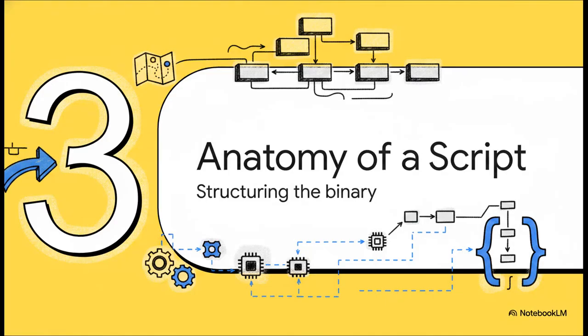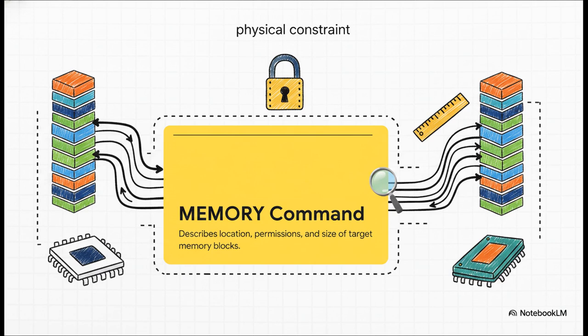Which brings us to section 3, the anatomy of a linker script and exactly how it structures the final binary. So let's look at the actual syntax. The absolute bedrock of any linker script is the MEMORY command. I mean, before you can place even a single byte of code, you have to define the physical boundaries of your universe. The MEMORY block tells the linker the location, the permissions, and the sizes of all the available memory on your target chip. It's a hard physical constraint, ensuring your code doesn't accidentally overflow the actual silicon.